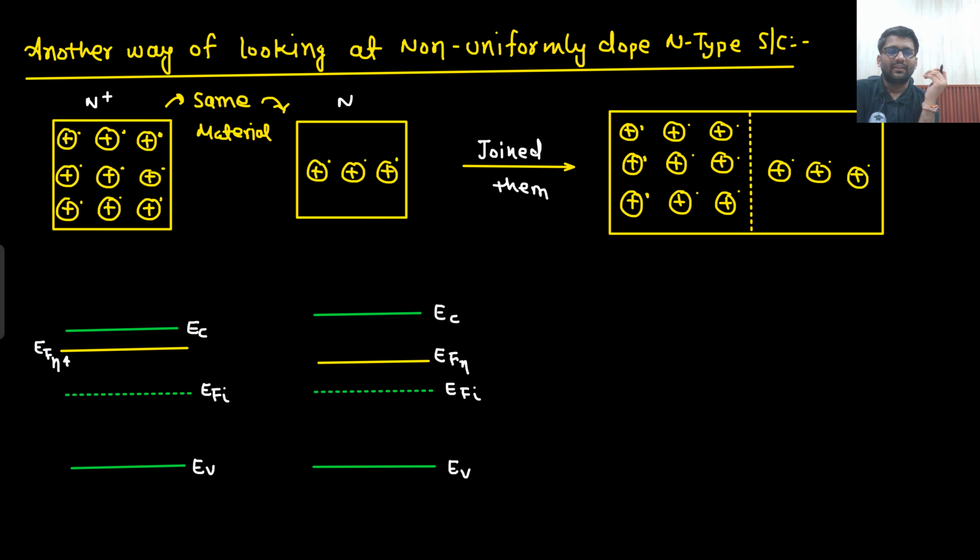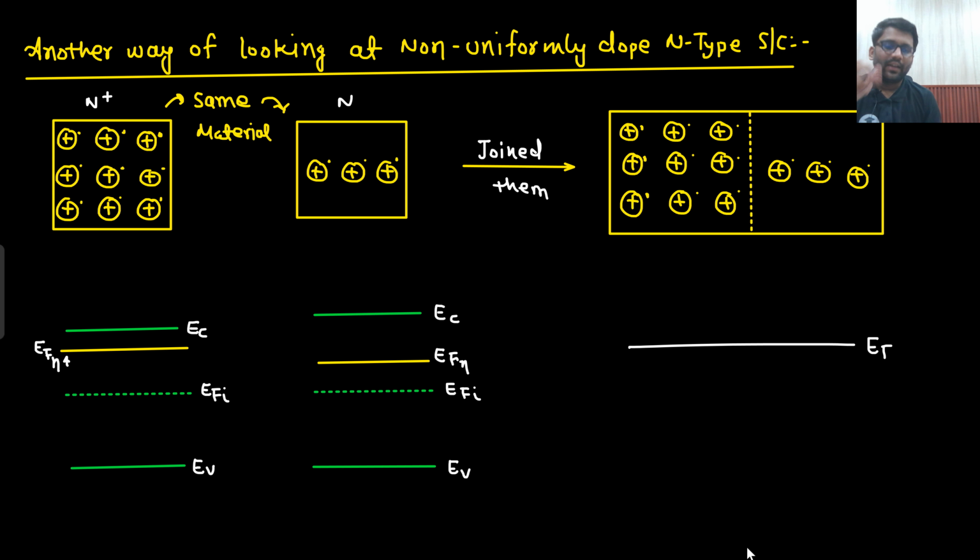Are you able to understand this point, what I am saying? When I joined them together, I know that at equilibrium, current would be 0. If the current is 0, that means whatever Fermi level I make in the diagram has to be flat.